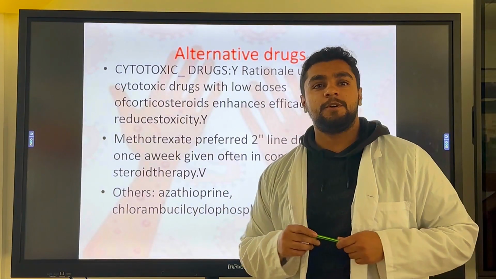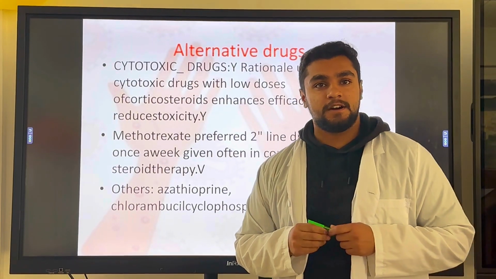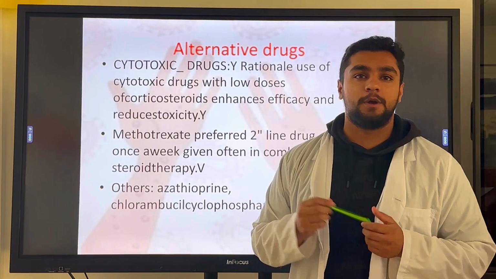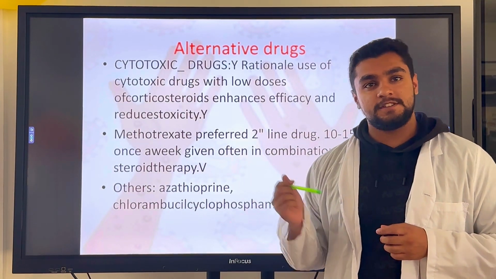Additional information: these are all systemic drugs. We have one topical drug named hydroxychloroquine. This is available as a tube in the market, which you can directly apply on the skin lesions.